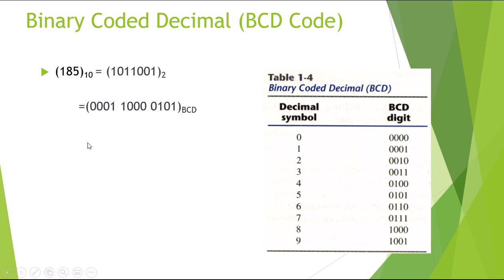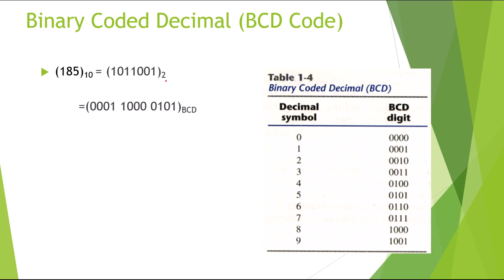For example, if we talk about binary coded decimal, that is BCD code. For example, if we have 185, its binary will be 10111001. We use binary numbers also, but most of the time we have to represent different things. For example, if I talk about alphabets, each alphabet is represented by a different code, that is ASCII codes.